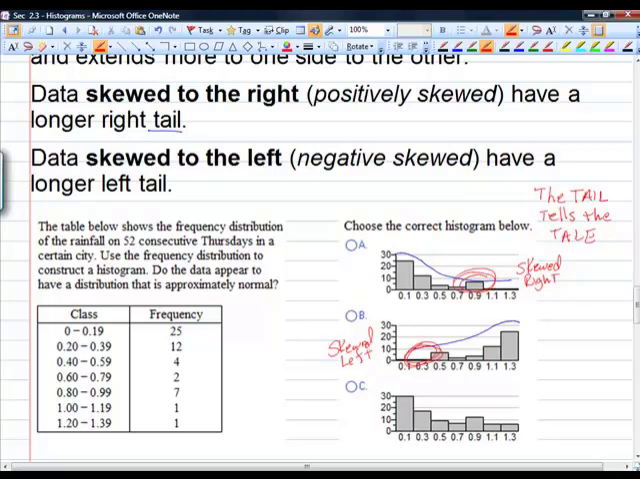The table below shows the frequency distribution for the rainfall on 52 consecutive Thursdays in a certain city. Use the frequency distribution to construct a histogram. Do the data appear to have a distribution that is approximately normal?